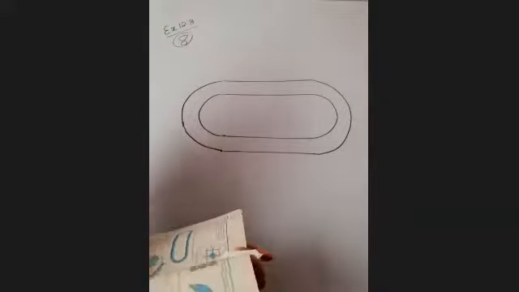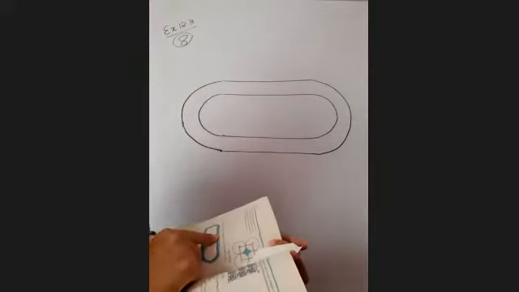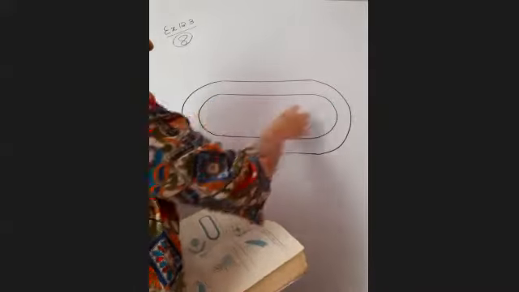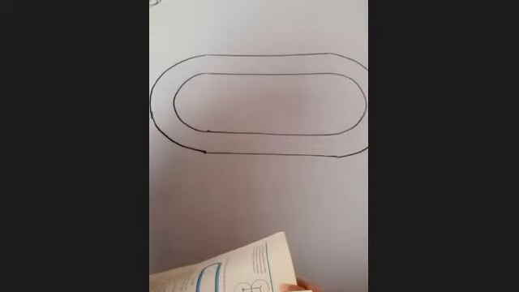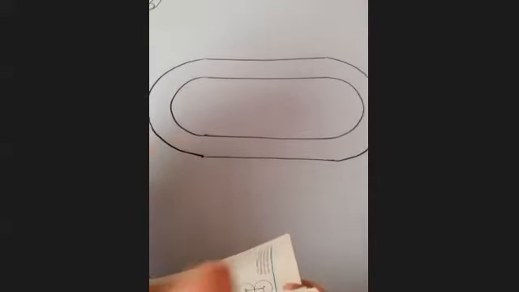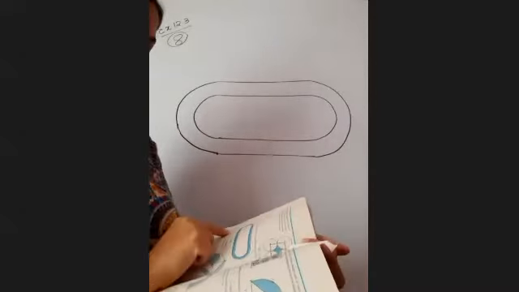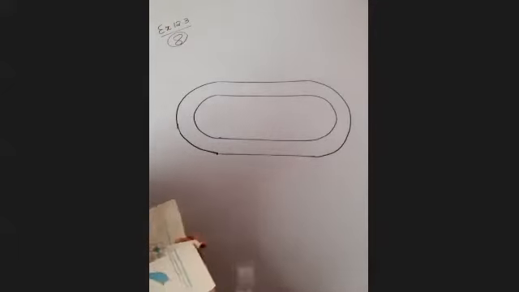In this figure, a racing track is being depicted whose left and right ends are semicircular. Can you see left and right ends? These are semicircular, right? And the distance between the two inner parallel segments is 60 meters.